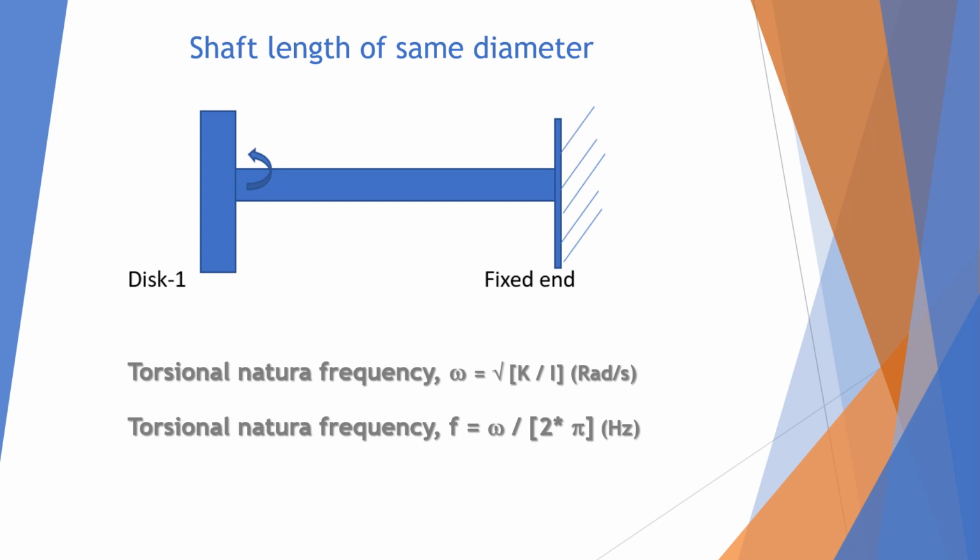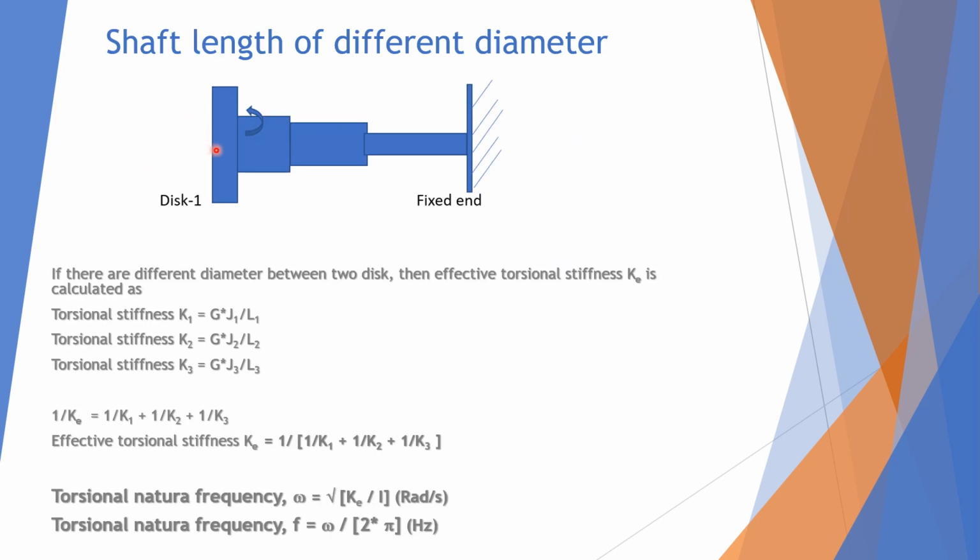torsional frequency is calculated. When the shaft has different diameters, in that case, you need to find out the torsional stiffness at each section of the shaft using the same formula with the varying length and diameter, and then the effective torsional stiffness is calculated, which is 1 by k is equal to 1 by k1 plus 1 by k2 plus 1 by k3. If there are more sections, add those as well. Then the effective torsional stiffness k is equal to 1 upon (1 upon k1 plus 1 upon k2 plus 1 upon k3).